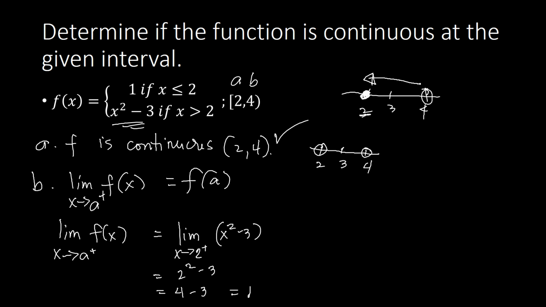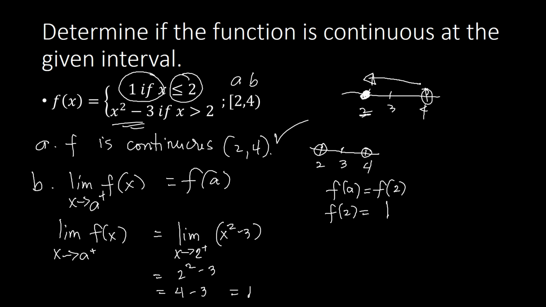Next, we are going to check our f of a so that we can compare that one with the limit. Our f of a is equal to f of 2. The value 2 is found in here. We have that one as 1. Again, our value 2 is located in here. We have that as equal to 2, which means the 2 there satisfies this domain, and that satisfies the first function. So f of 2 is 1.